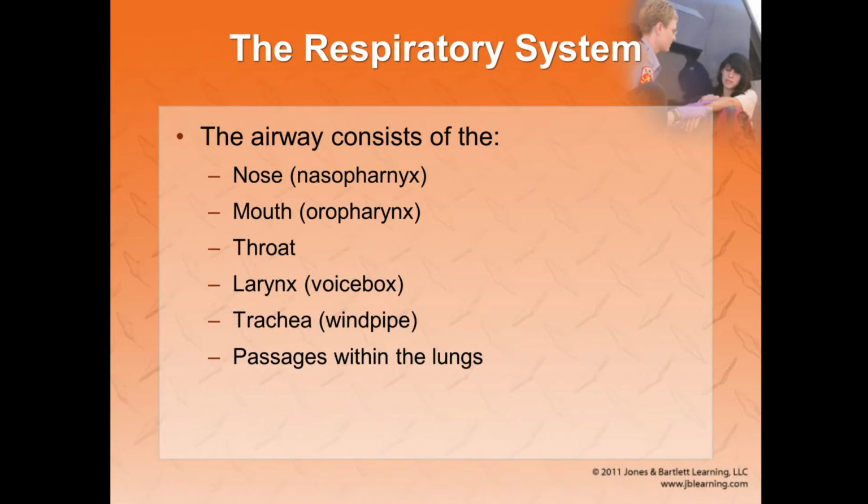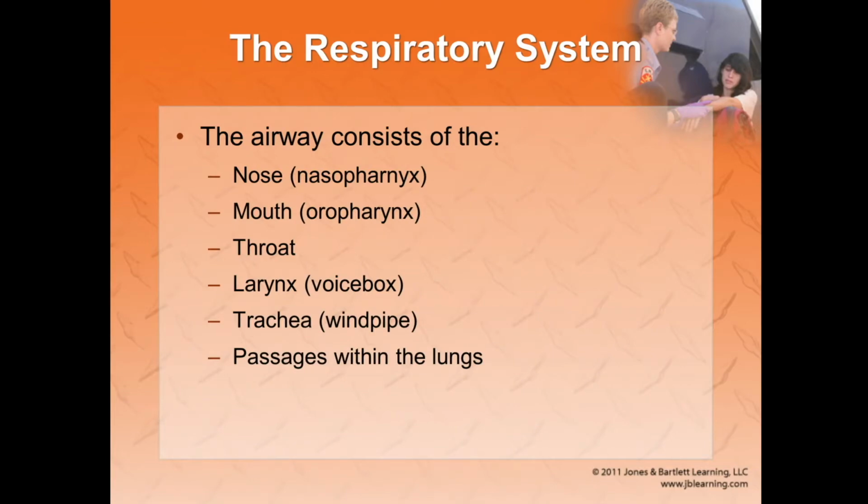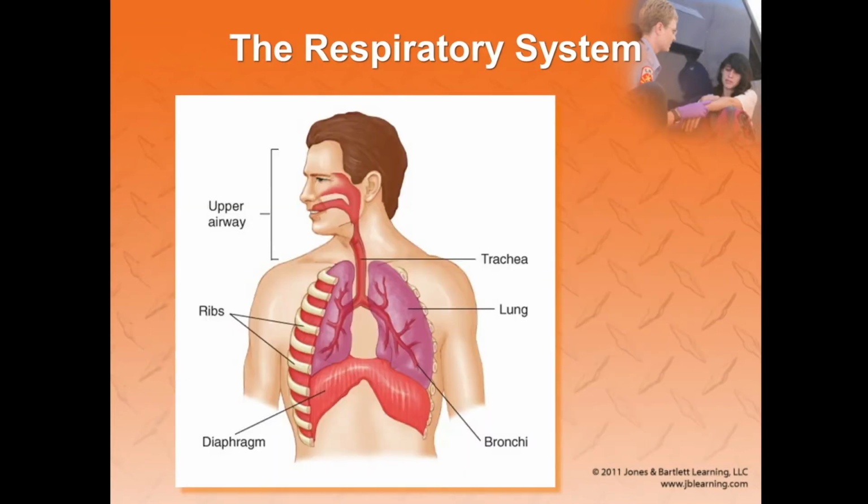The airway consists of the nose, the mouth, the throat, the larynx, the trachea, and other passages within the lungs, which are called bronchioles and alveoli. Let's get a closer look here. In the respiratory system, you see the upper airway we just reviewed on the previous slide. We have the nose and mouth. In that upper airway, the nose space is called the nasopharynx, and the oral space is called the oropharynx. That's why we get those terms for oral pharyngeal airways or nasal pharyngeal airways.